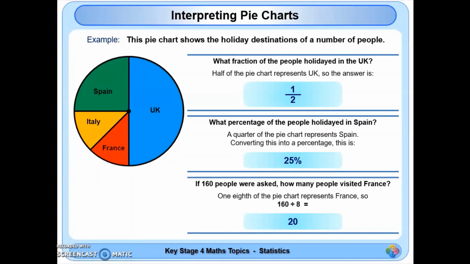So there's just a very quick introduction to interpreting from pie charts. You need to be aware the question can go down the line of asking about fractions, asking about percentages. It may give you the total amount in the question, or it may not give you the total amount in the question.